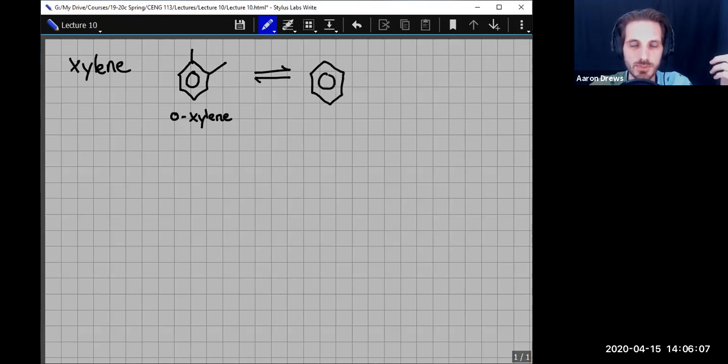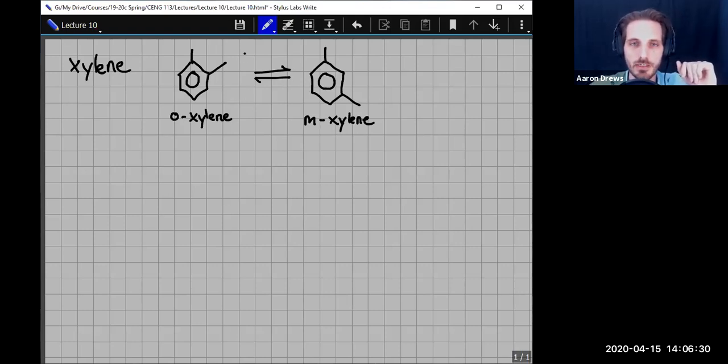So other types of xylene have the same CH3 group up at the top, and then there's another CH3 group on one of the sides. The other version that we're interested in today has the CH3 group over here, and this is called metaxylene. There's a third one called paraxylene. We're just not interested in that today.